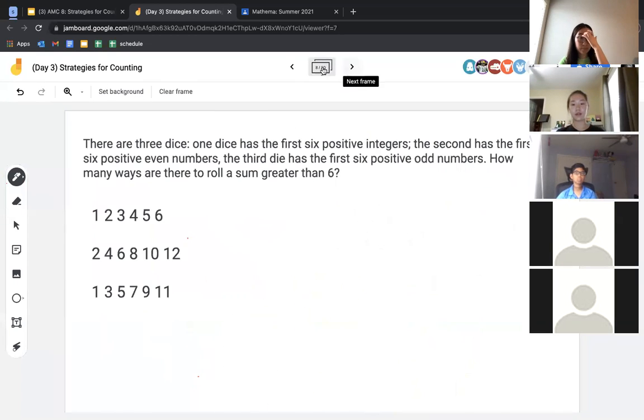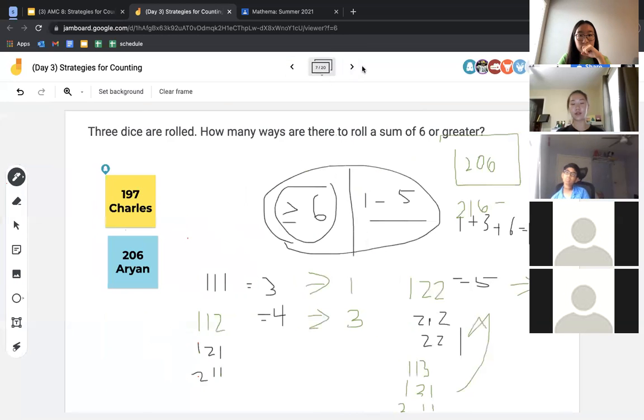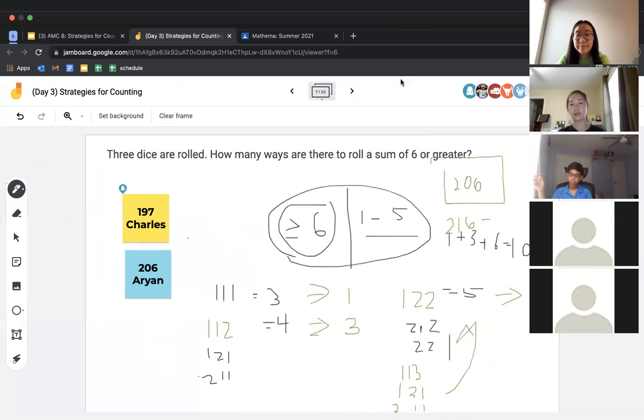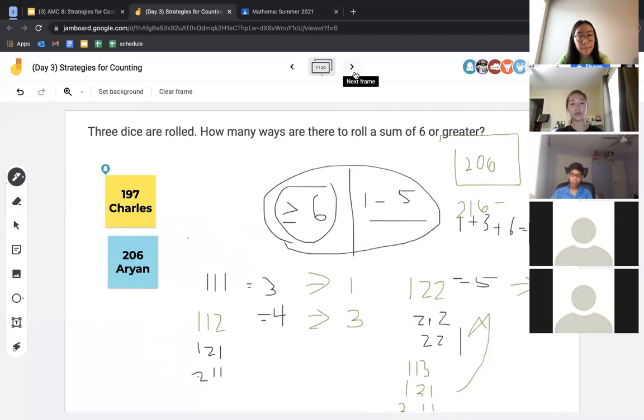So I hope everyone gets that. You're just counting the easier part, basically the opposite of the answer, because it's much easier to count, and then you just subtract from the total amount.